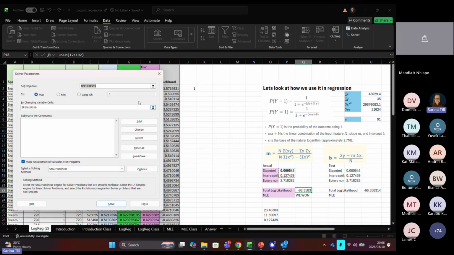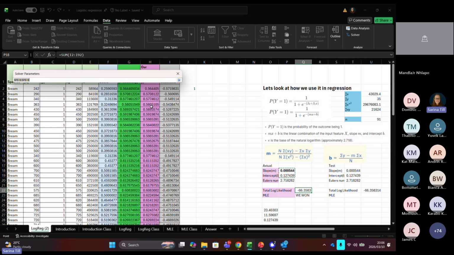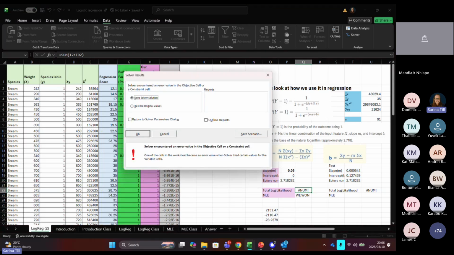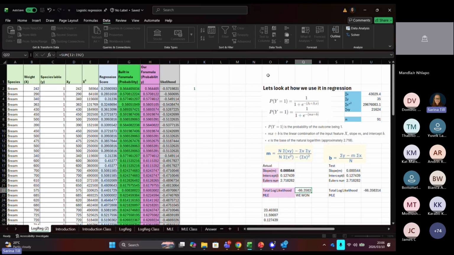Now it's going to go nuts. It is this value. Then by changing these values. Okay. And then we're going to say solve. And the solver is going to run into an error here, which I'll explain in the next class, which is why this data set isn't great, but it will change the slope and intercept to find the best possible slope and intercept.